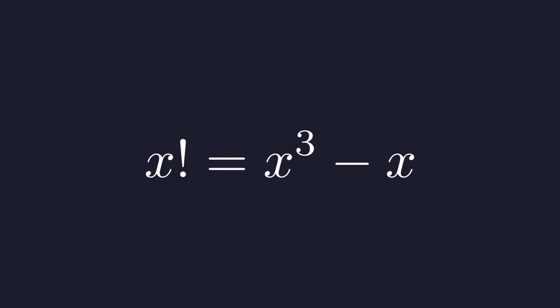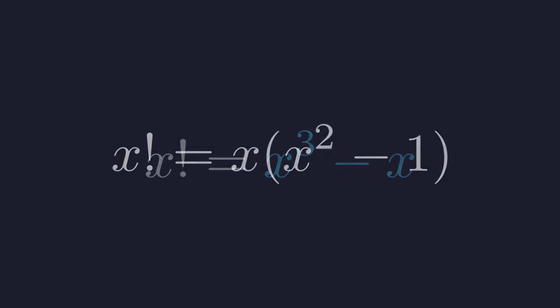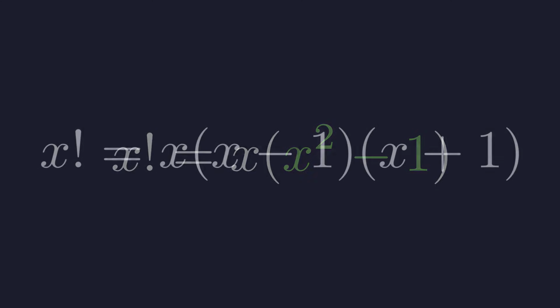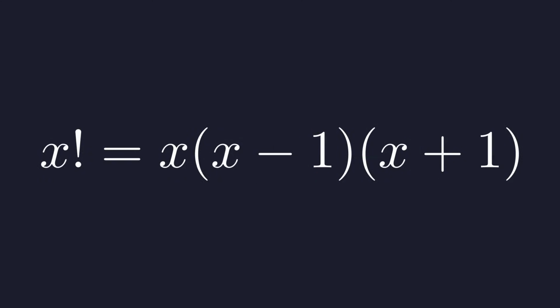Starting with the original equation, notice that on the right side both terms have a factor of x. So we can pull out an x from this expression. That gives us x factorial equals x times the quantity x squared minus 1. Now x squared minus 1 is a difference of squares, so we can factor it one more time. So the fully factored form is x factorial equals x times x minus 1 times x plus 1. This structure is actually quite revealing.